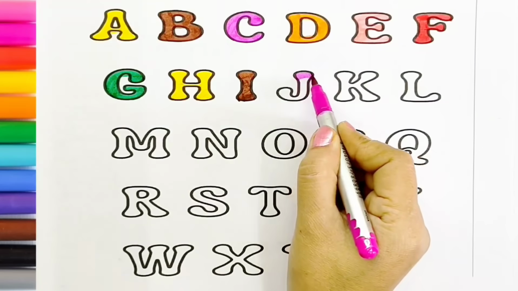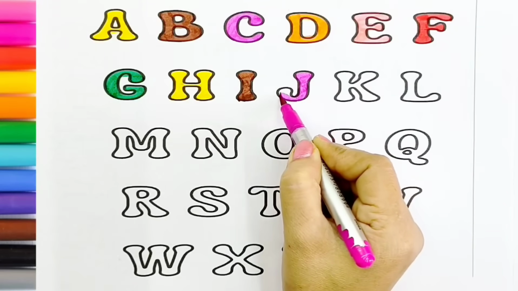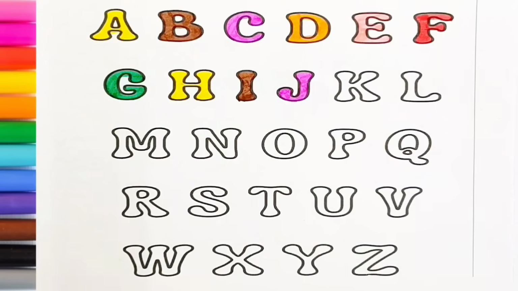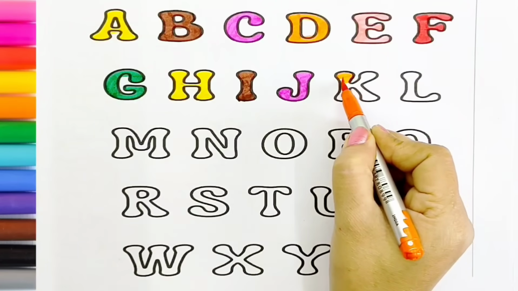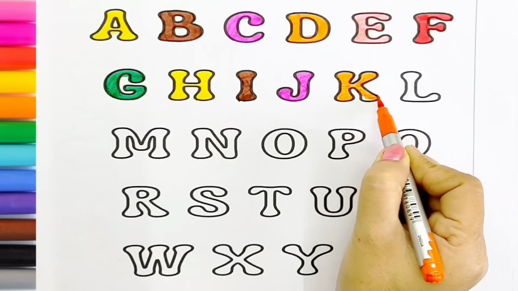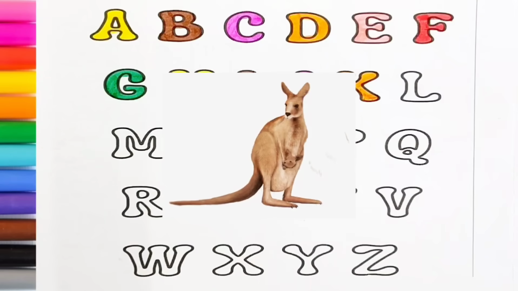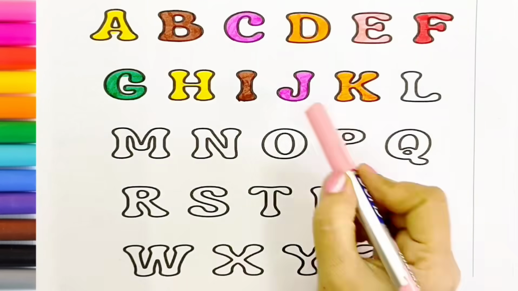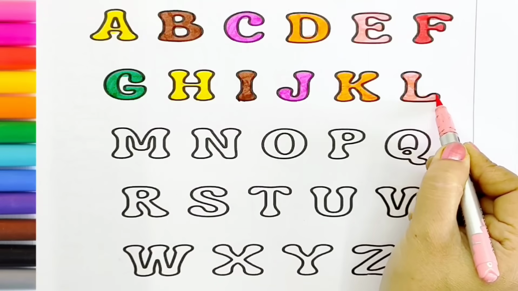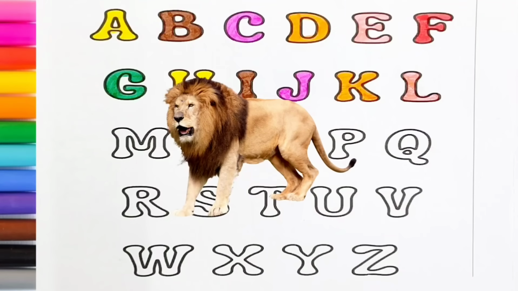Pink color J. J for jam. Orange color K. K for kangaroo. Pink color L. L for lion.